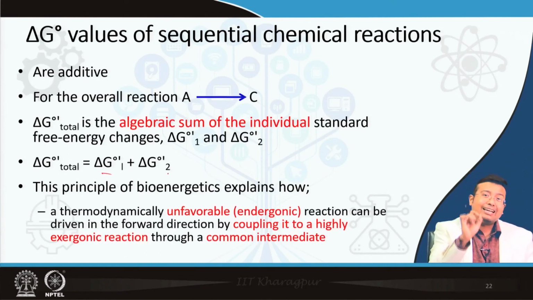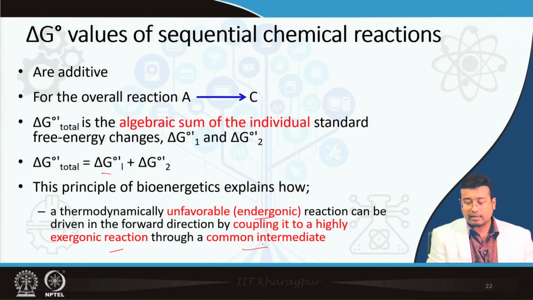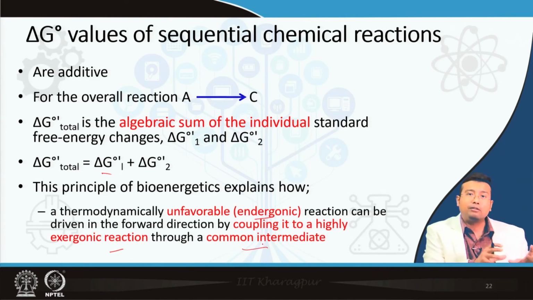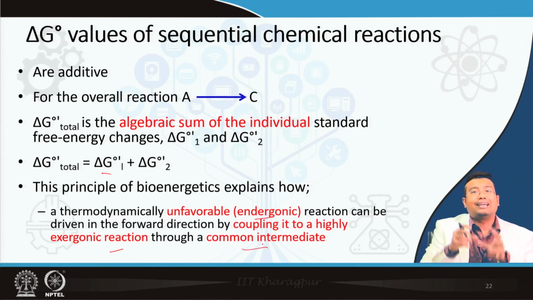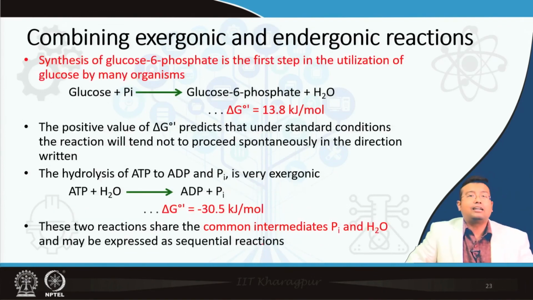So, this principle is used for a very important concept, the crux of learning of today's class: a thermodynamically unfavorable or endergonic reaction can be driven forward by coupling it to a highly exergonic reaction through a common intermediate. These are a few key terms: unfavorable, coupling with highly exergonic, and through a common intermediate.